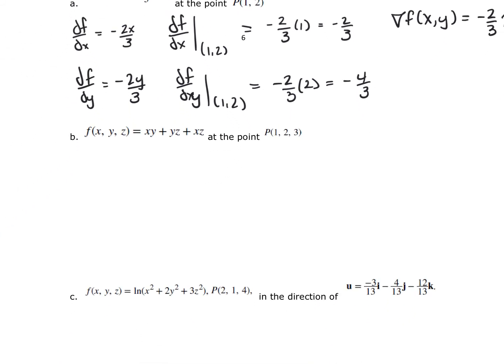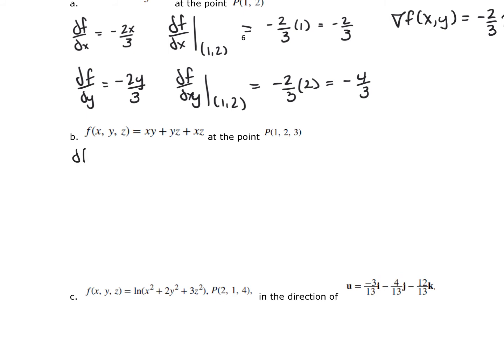Now let's take a look at this one. This one is asking me for a point in 3 space. So I'm going to have to find the partial derivatives in each direction. My partial derivative with respect to x will be the multiplier in the i direction. The partial with respect to y will be in the j direction. And the partial with respect to z will be in the k direction.